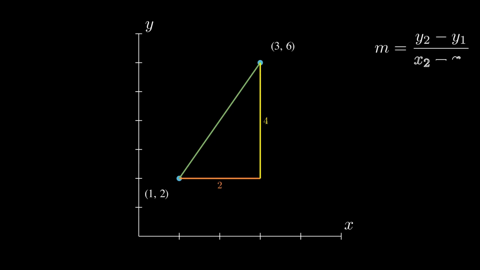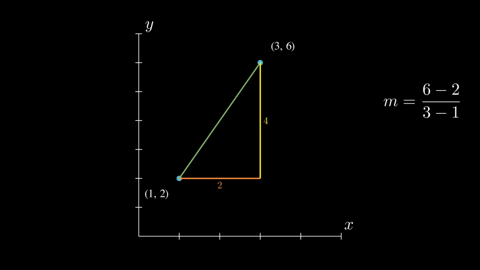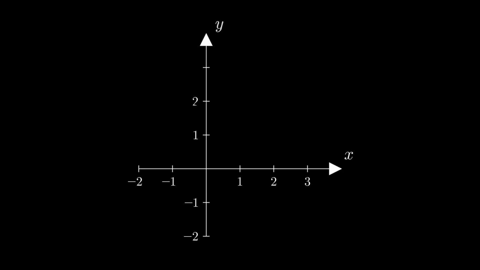We can also check this by using the slope formula. M equals 6 minus 2 over 3 minus 1, or simplified, 4 divided by 2, which is equal to 2. So the slope of the line passing through these points is 2. This means the slope is positive, and for every 2 units the line rises, it shifts to the right 1 unit. Slopes also help us identify relationships between lines.